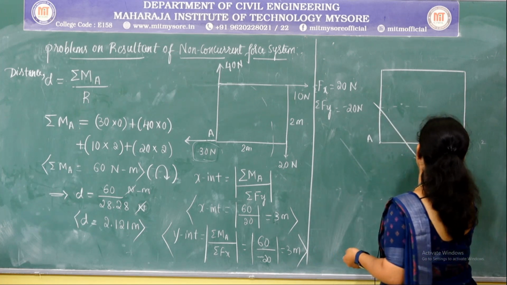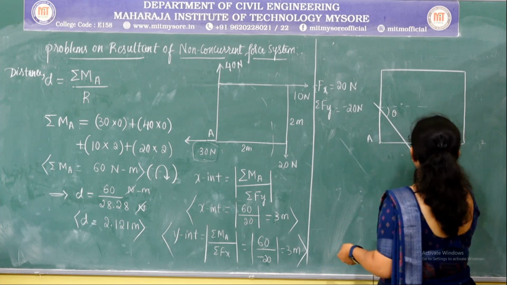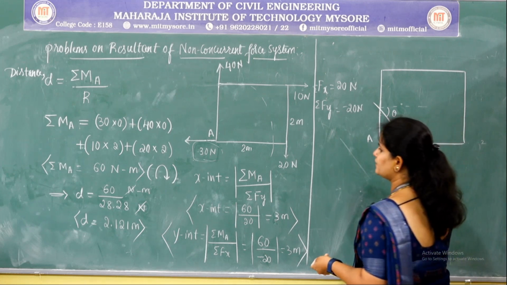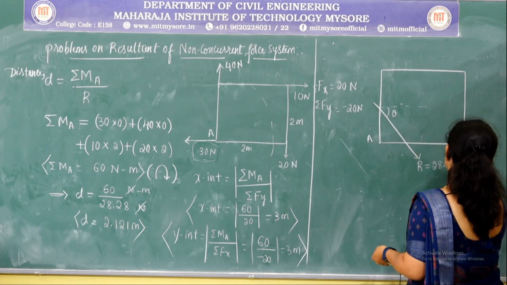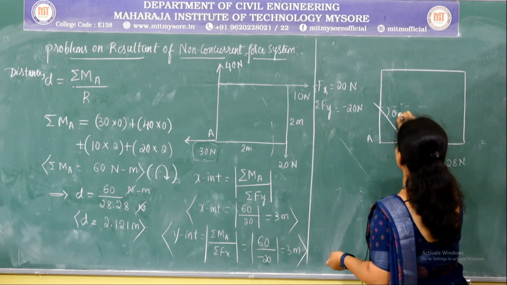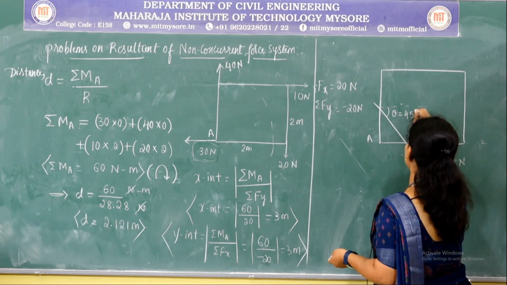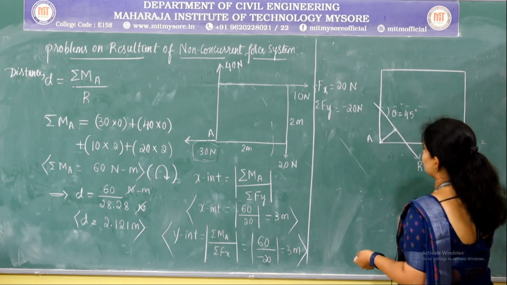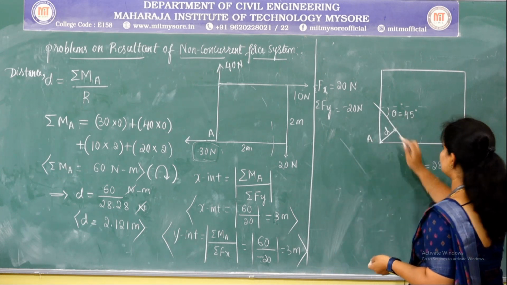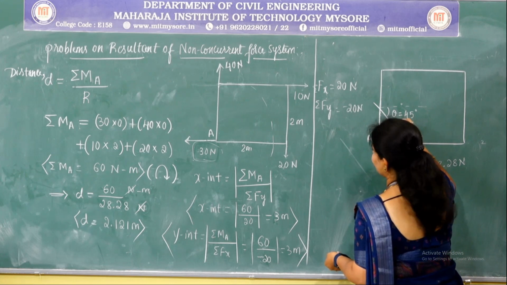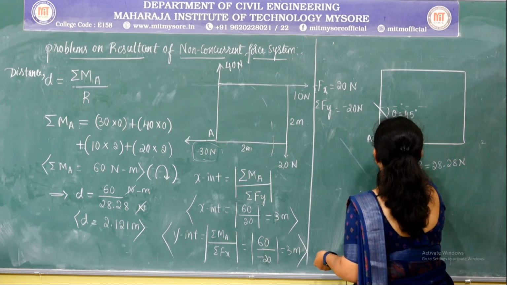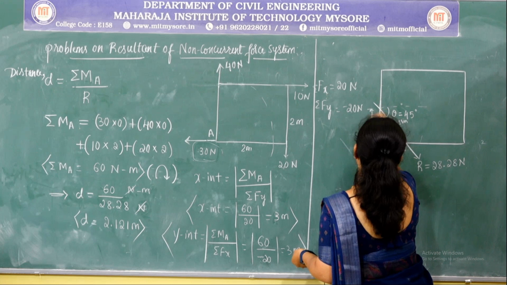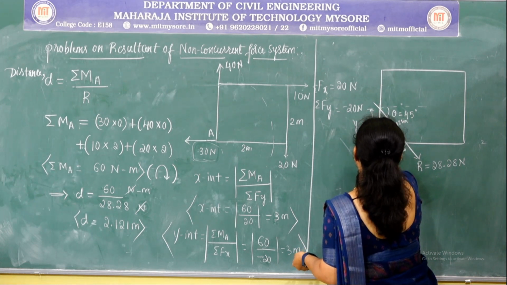So I got the value of resultant, that is 28.28 Newton. Its direction theta is equal to 45 degree and its perpendicular distance with respect to A, that is D, this is D, which is equal to 2.121 meter. So this is x-intercept and this is y-intercept.